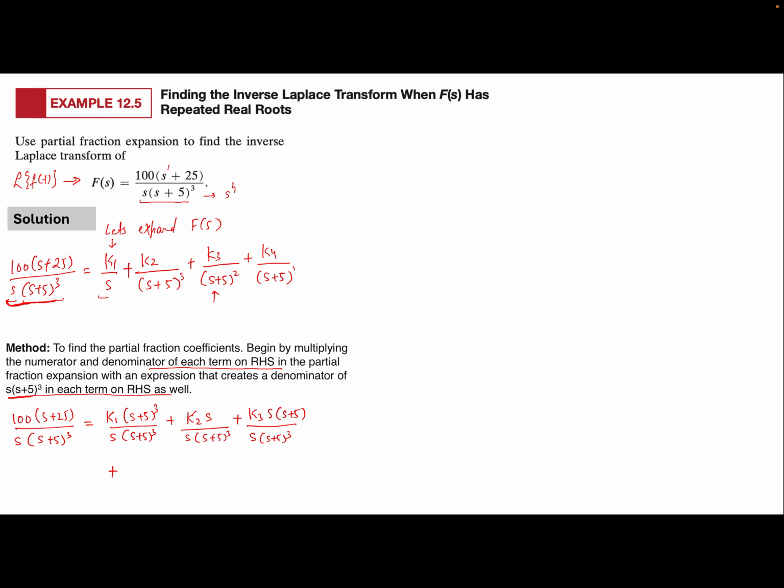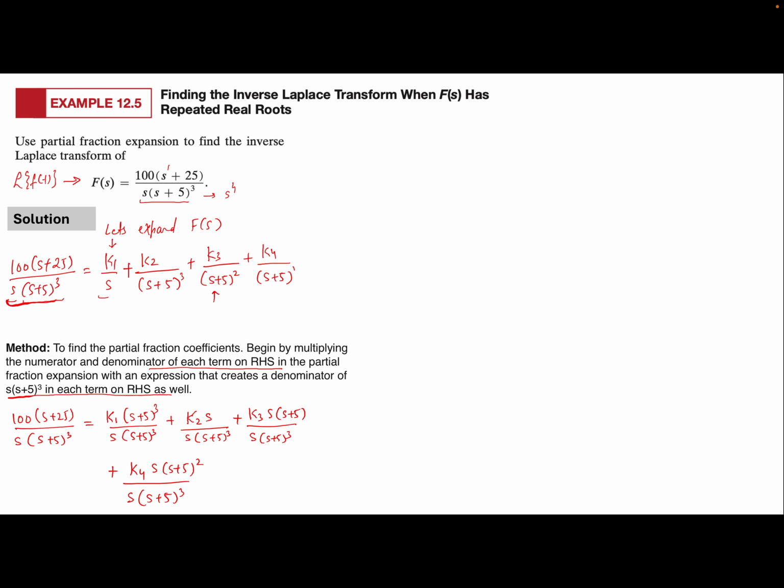And then finally k4, which is only (s+5), so I have to multiply it with (s+5) squared. So the denominator becomes s(s+5) cube. Okay, great, so this is what I ended up doing. The whole idea was to create the same denominators on the left-hand side and the right-hand side so that we can easily cancel them out.